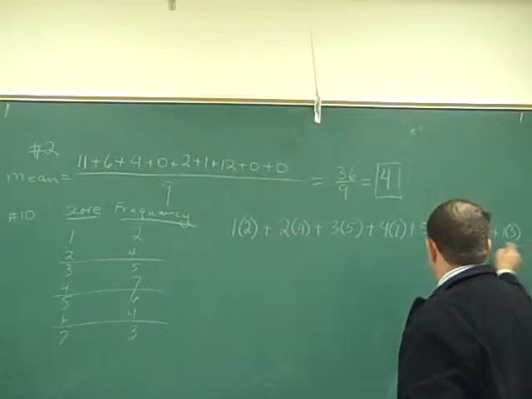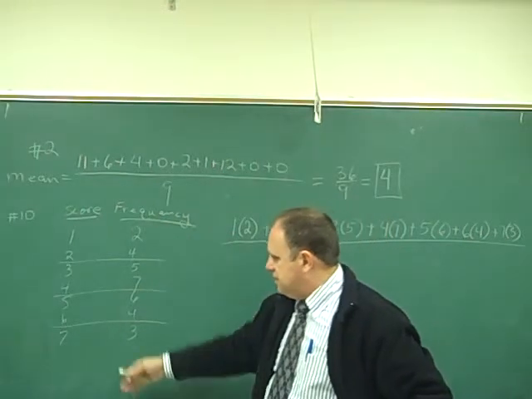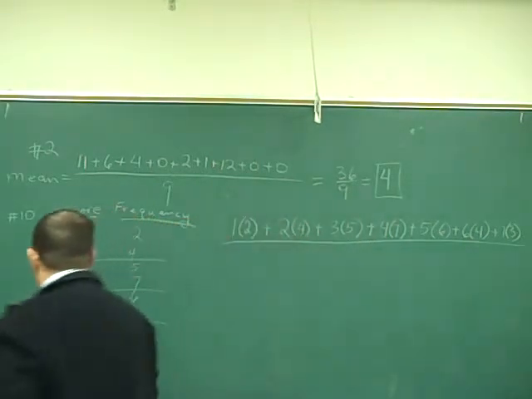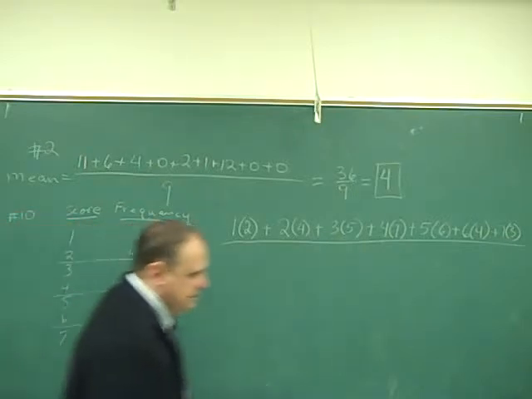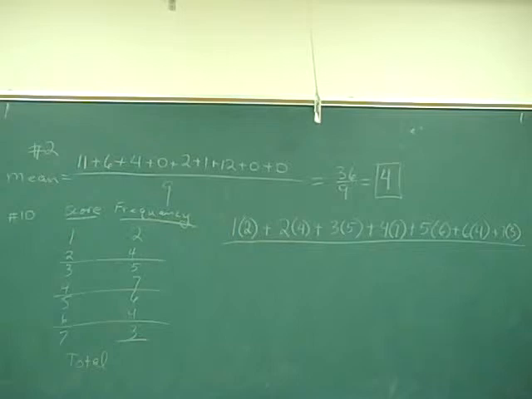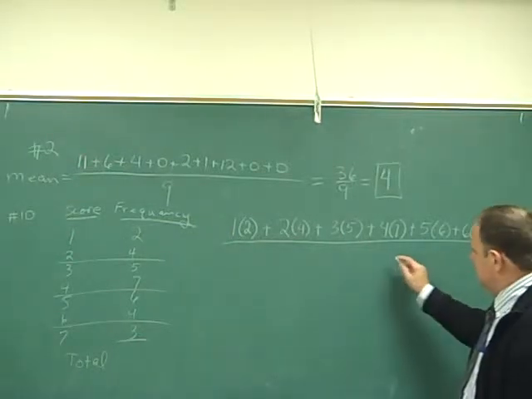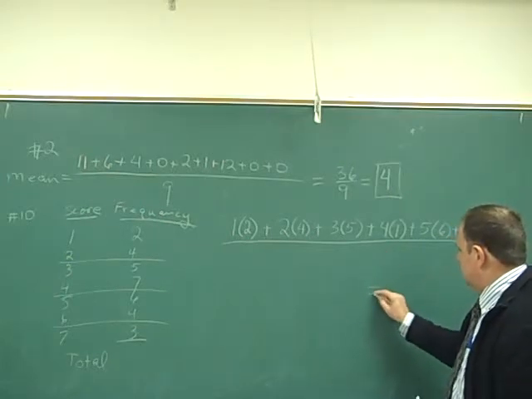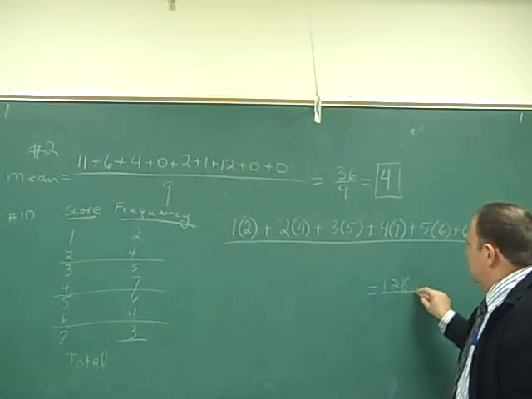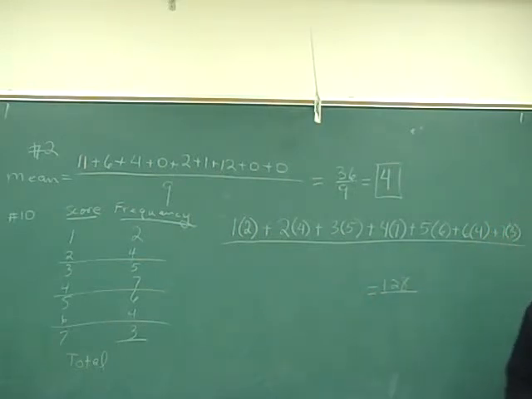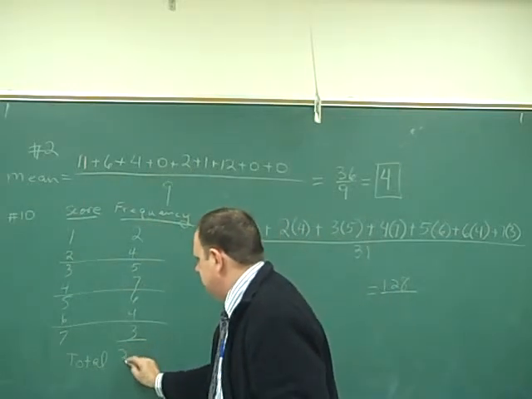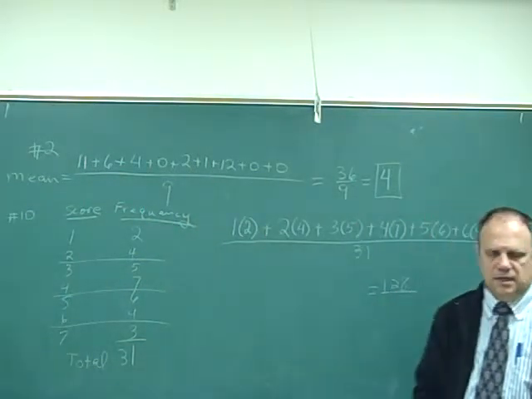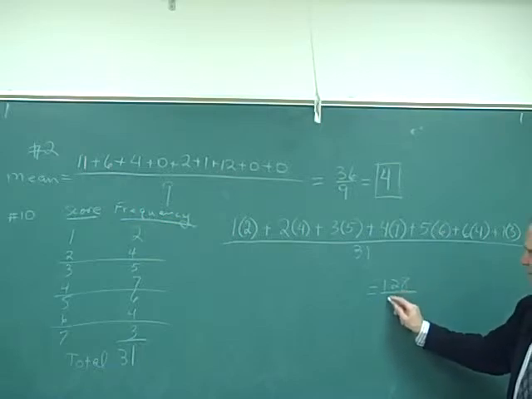Okay? And so in reality, we don't have 7, we really have a total here of how many? Well, yeah, the top is 128. This will be equal to 128. The numerator is 128, but what's the denominator? 31, right. So if you added all these frequencies up, you get 31. So we have to divide 128 by 31.